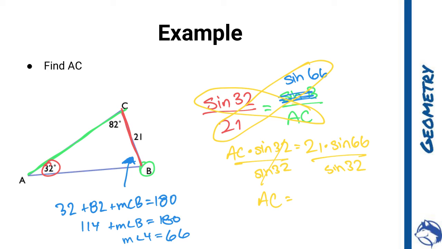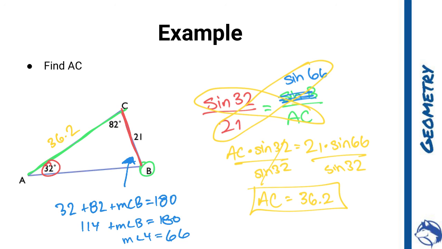So I go on my calculator and I just type it in: 21 times the sine of 66, close the parentheses, divided by the sine of 32, close the parentheses, and you get 36.2. And that is a length, not a degree, a measure. So I can go ahead and write that in, 36.2.